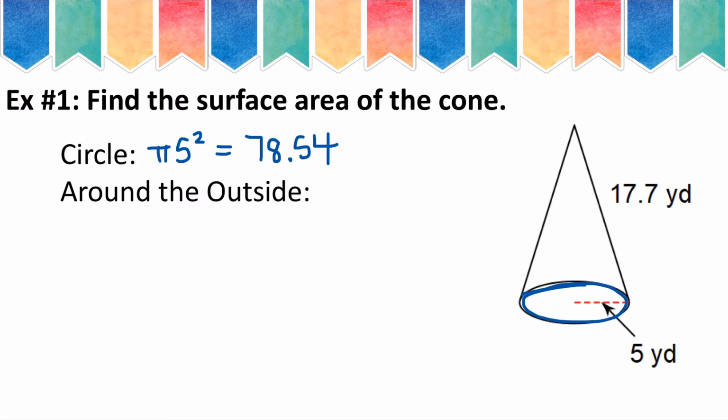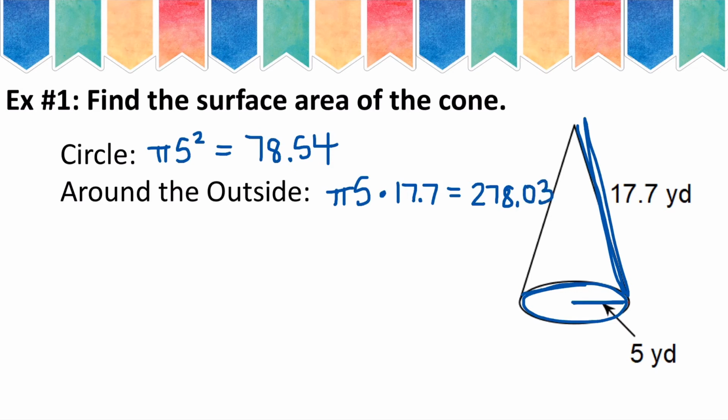Now I will calculate the surface area of the outside part of my cone, which the formula for this, again, is pi r h. So I'm going to do pi 5 for my radius, and then multiplied by 17.7 for my slant height. So if I do pi 5 times 17.7, I get 278.03.